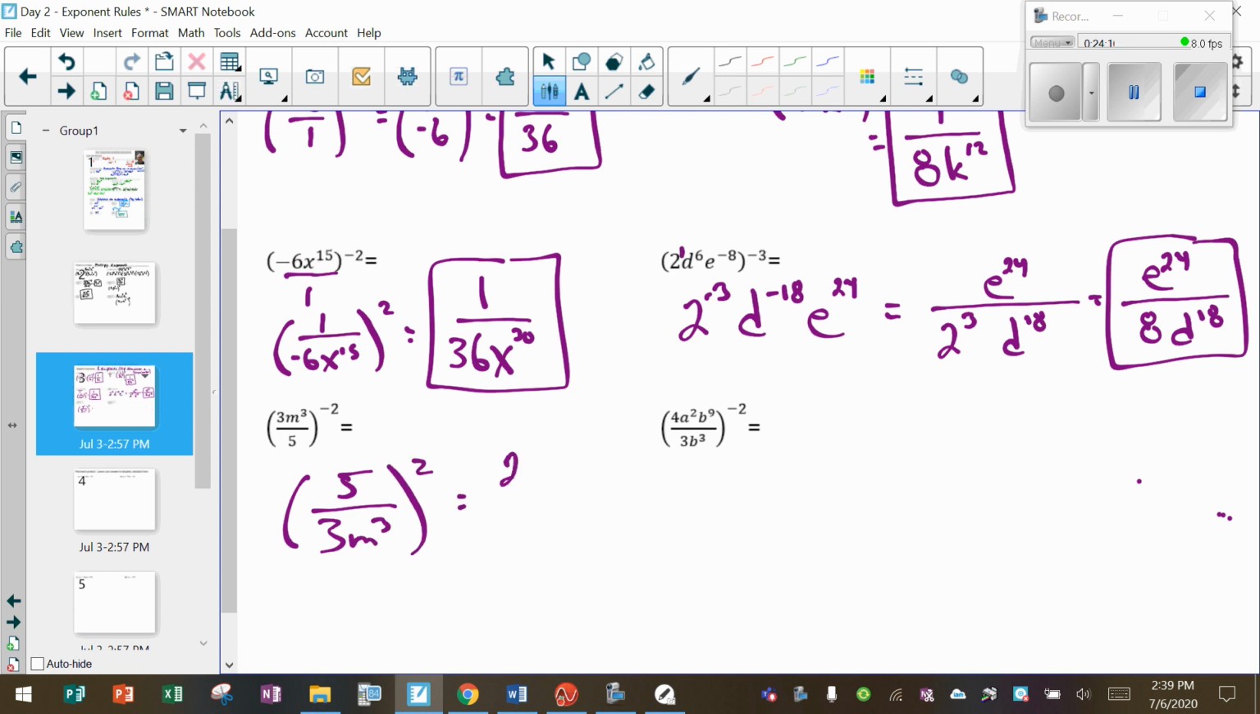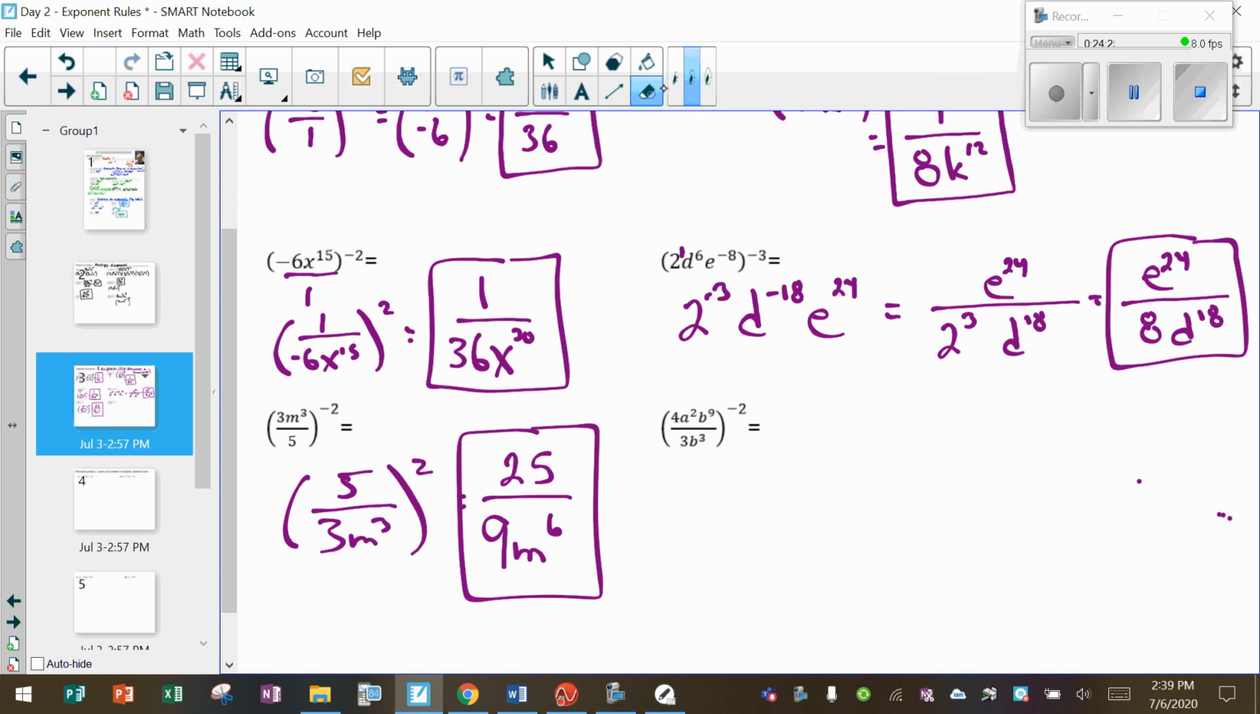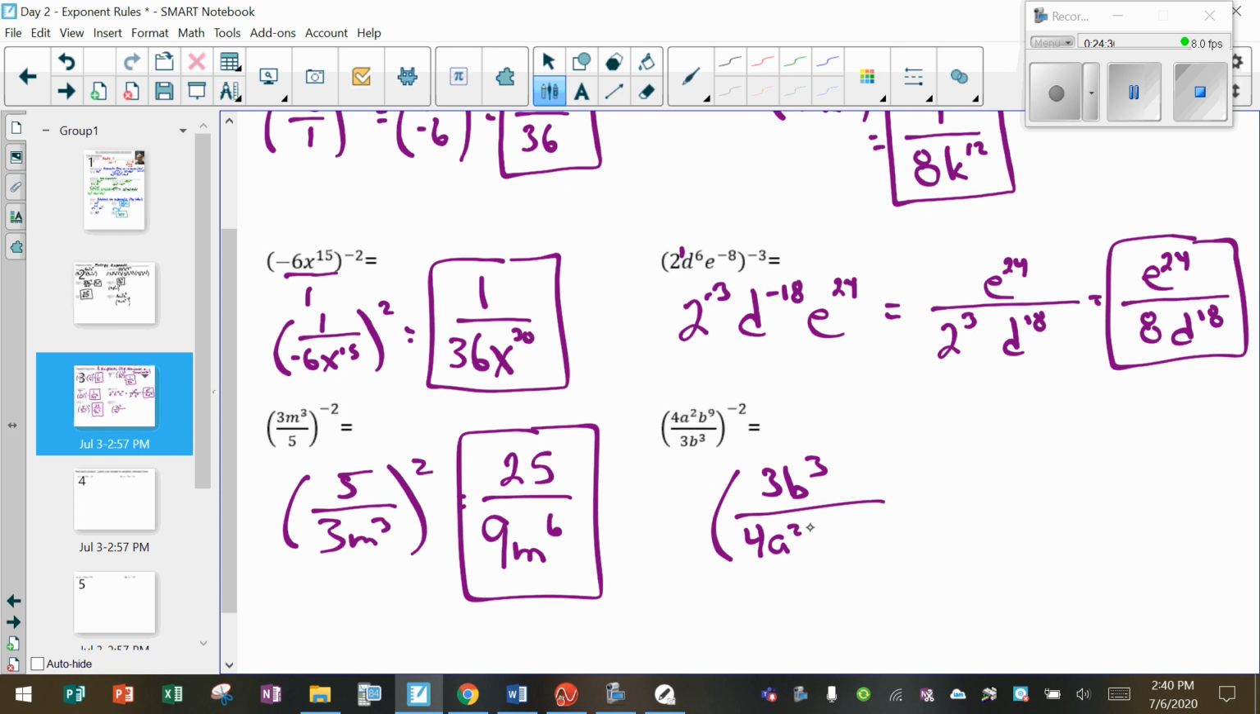Now you just square the two parts and multiply the exponents for power to a power. So pause it, try the next example, then come back. So the first thing we're going to do is flip the whole thing. 3b to the third over 4a squared b to the ninth. Flipping that takes care of the negative part of the exponent.